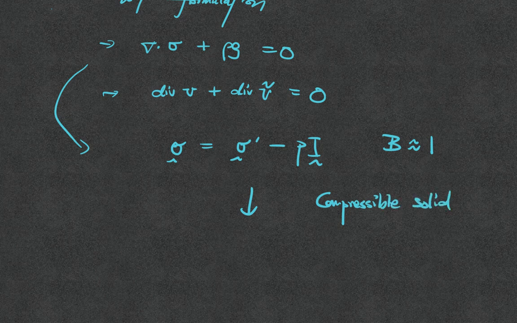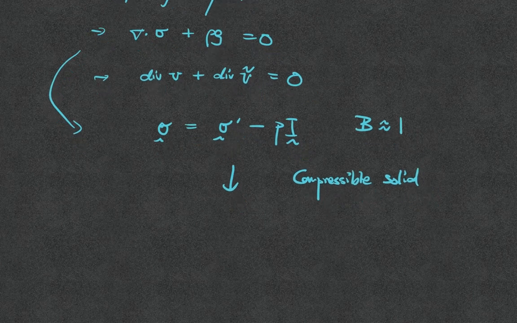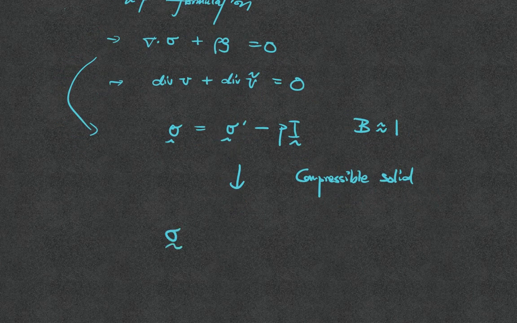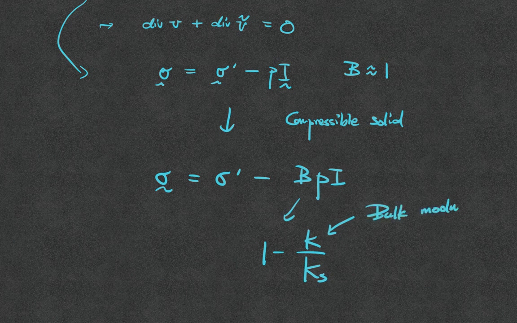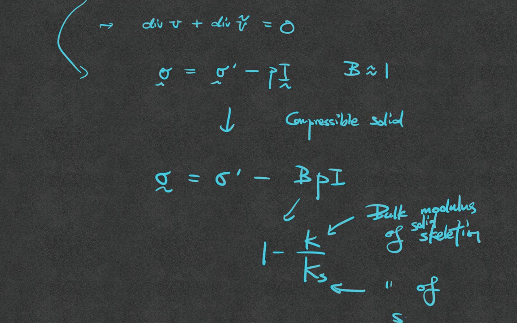If the solid phase is compressible, then what we will have is that the total stress is equal to the effective stress minus Bpl. And again, B is equal to 1 minus K divided by Ks, where K is the bulk modulus of the solid skeleton, and Ks is the bulk modulus of the solid constituent, or we can call it the phase.